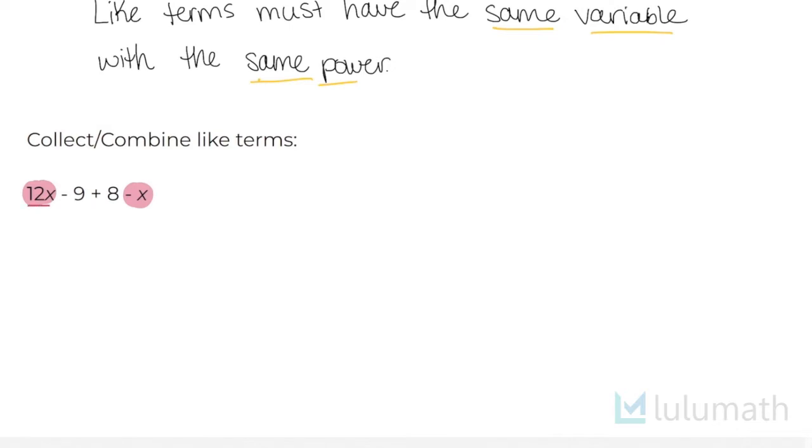So this is just saying I've got 12 x's and I'm taking away 1x. So 12x minus 1x is 11x. Now, if you see here, this is a constant and this is a constant. They don't have variables at all, so that makes them like each other. So when I add negative 9 and 8 together, I end up getting minus 1. And this is my final answer because I can't collect any like terms more than this. There's nothing left that's in common.